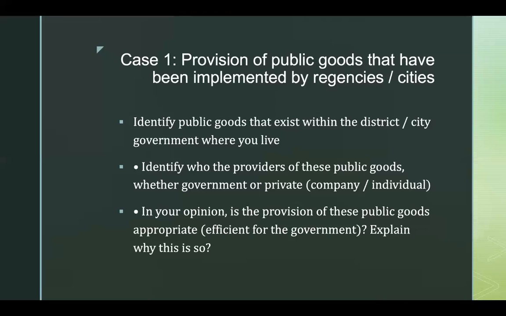Secondly, identify who the providers of these public goods are, whether government or private. For example, if you are talking about a park, a parking lot, or something else. Who are the providers of those public goods? You have to identify how many public goods exist in your city, and who provides them. And the third one, in your opinion, is the provision of the public goods appropriate and efficient for the government? Why is this so, why yes, or why no? So give your explanation.